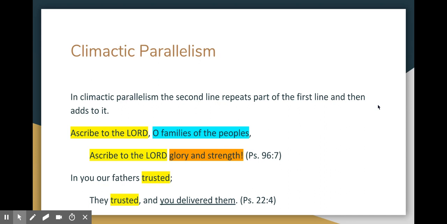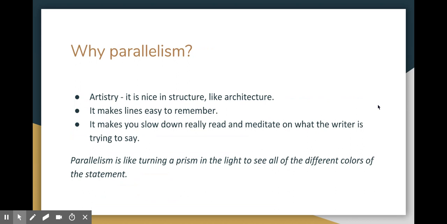And we can look at the next line. In you our fathers trusted. They trusted, we're restating, and you delivered them. And it adds on in a climactic manner. In you our fathers trusted, they trusted, and you delivered them. So those are the four primary types of parallelism that we will see in the Psalms.